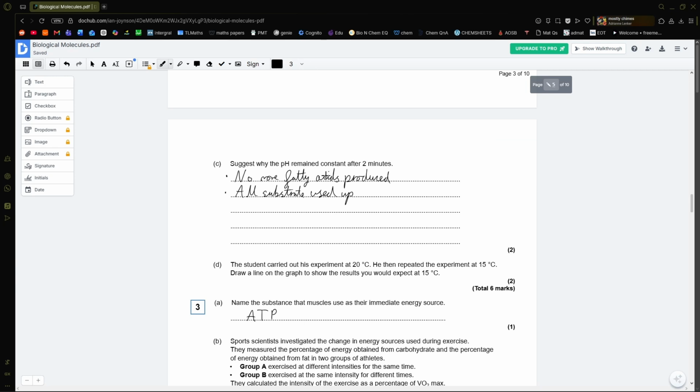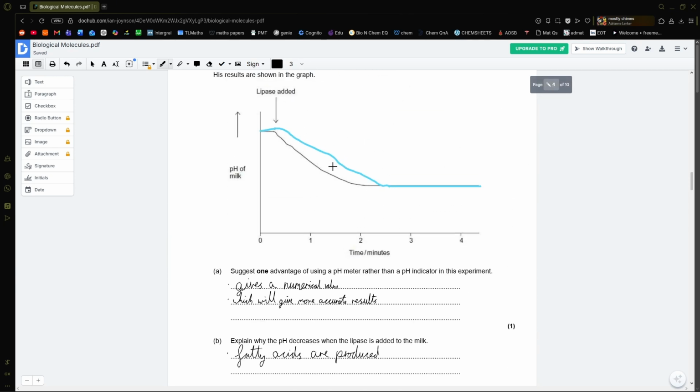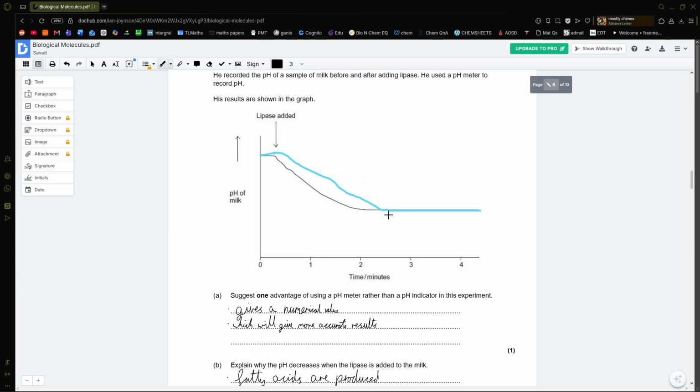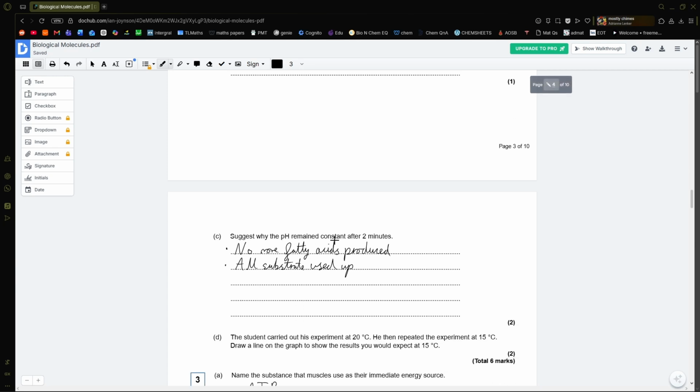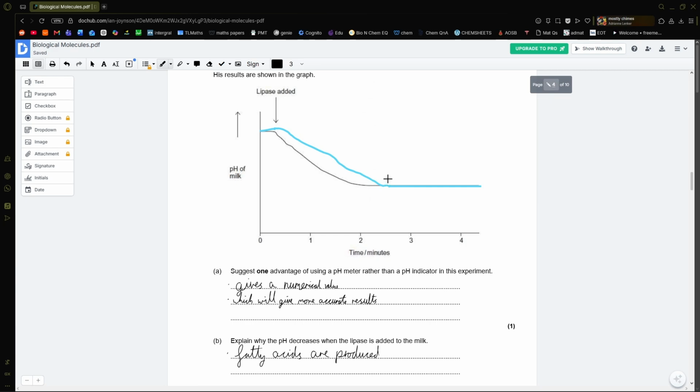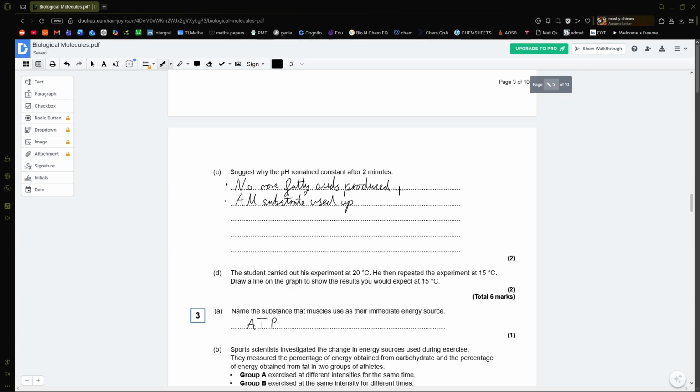Suggest why the pH remained constant after 2 minutes. So, after 2 minutes, you can see here that the pH becomes constant. Think about enzymes: they need a substrate to continue making the final products. So the pH remained constant because no more fatty acids are produced. Why? Because all of the lipids have been used up, so there's nothing else to break down. Hence, it stays the same. Does that make sense? Hope so.